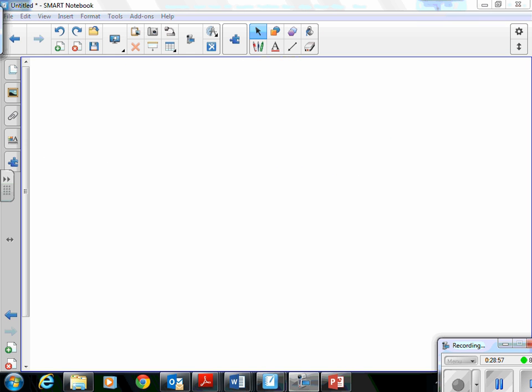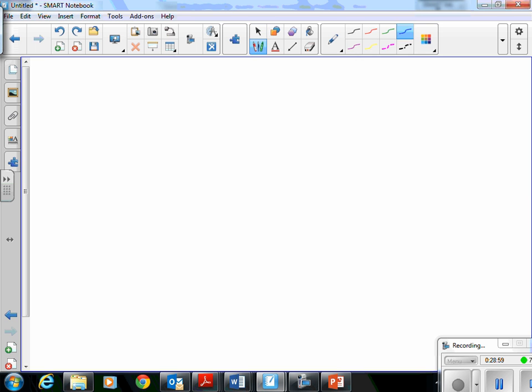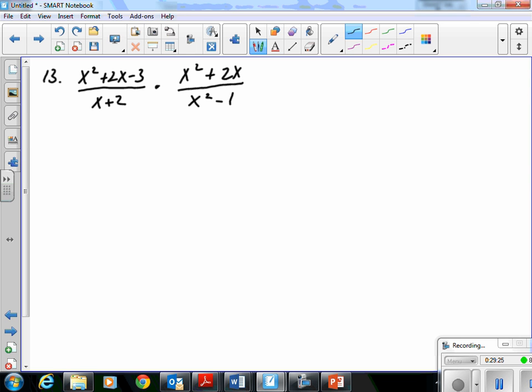All right, so number 13, I'm looking at still performing operations and simplifying. Now we've got x squared plus 2x minus 3 over x plus 2, multiplied times x squared plus 2x over x squared minus 1. So we're going to need to go ahead and factor what we can factor.